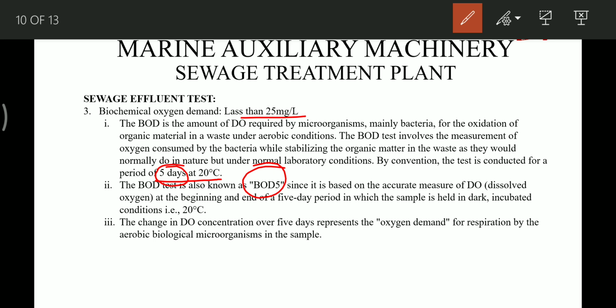So this is based on an accurate measure of dissolved oxygen at the beginning and end of the 5 day period, in which the sample is held in dark incubated condition at 20 degrees Celsius. It is held in dark so that the process of photosynthesis does not take place. So basically it measures the oxygen consumed by the organic matter in the waste under aerobic conditions. The change in dissolved oxygen concentration over 5 days represents the oxygen demand, as I have already told you, for respiration by the aerobic biological microorganisms in the sample.